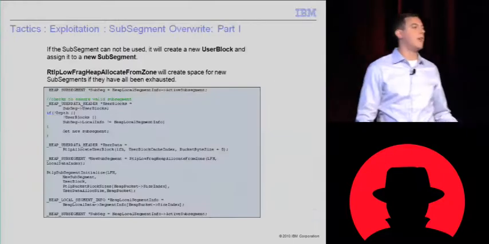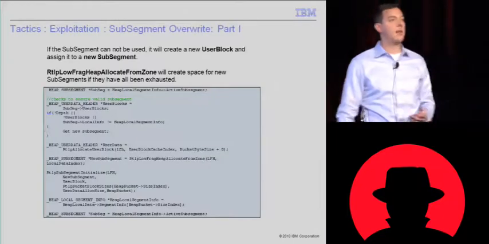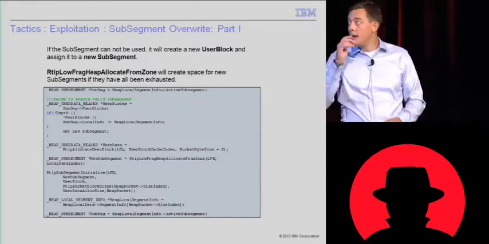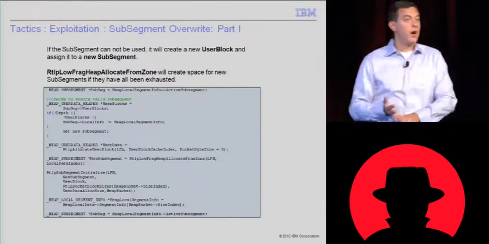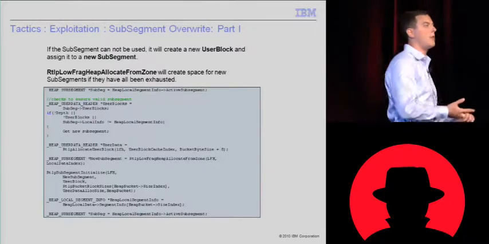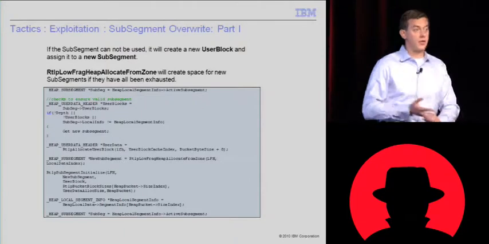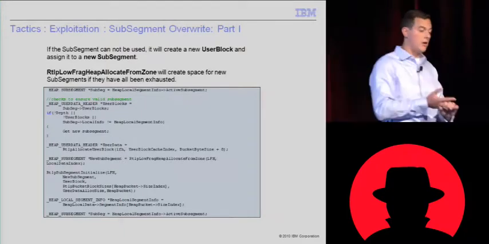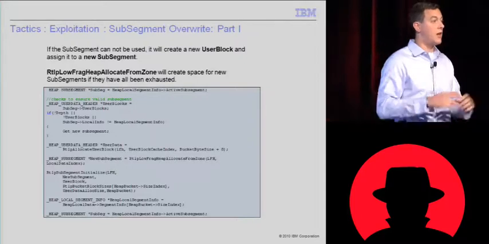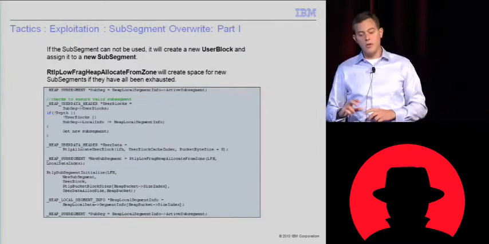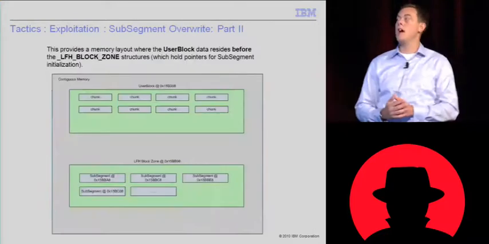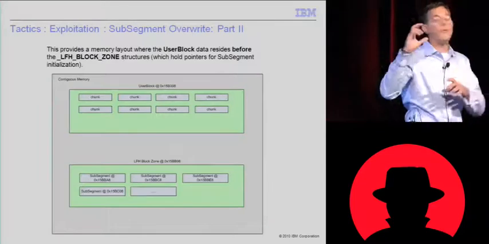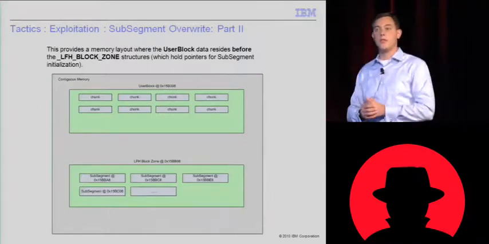We talked about before an allocation, right? If the subsegment can't fulfill this allocation, it's going to need to allocate more memory. Well, it's going to allocate the user block first, and if that pool of addresses for the subsegments has been exhausted, or this is the first run of the low fragmentation heap, it's going to allocate memory for subsegments in directly adjacent memory. So there's a point where you could have a memory layout like this. You could have your user block directly before memory that's used for these heap subsegments.